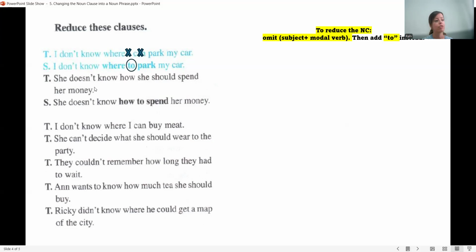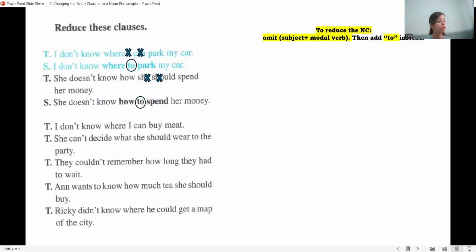She doesn't know how she should spend her money. She is the subject, should is the modal verb. So I should omit them from the sentence, and then I can add to and have the reduced noun clause. She doesn't know how to spend her money. You can pause the video, do this exercise, then check with me.